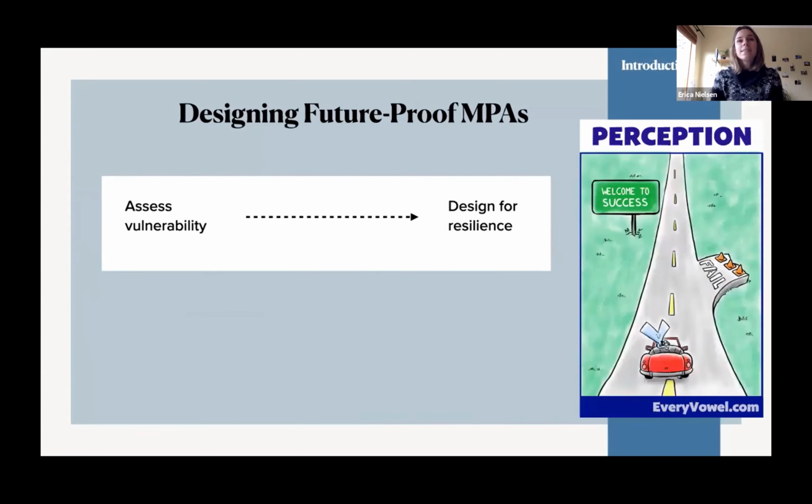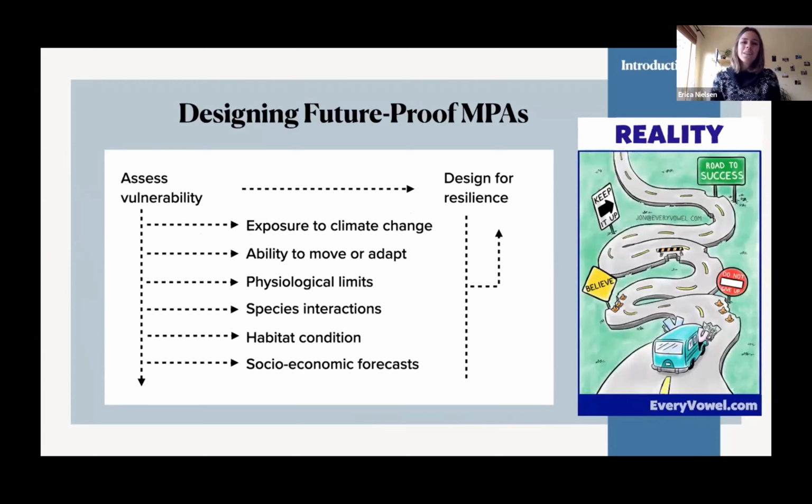So when we think about designing MPAs with regards to climate change, the general roadmap is to, number one, assess vulnerability, and then from there, design or adaptively manage your MPA to promote resilience to climate change. So this seems pretty straightforward and easy. However, when we think about actually doing this, things can get really complicated really quickly. There's multiple different ways to assess vulnerability over different spatial and temporal scales, and we can also do it from the population all the way up to the ecosystem level.